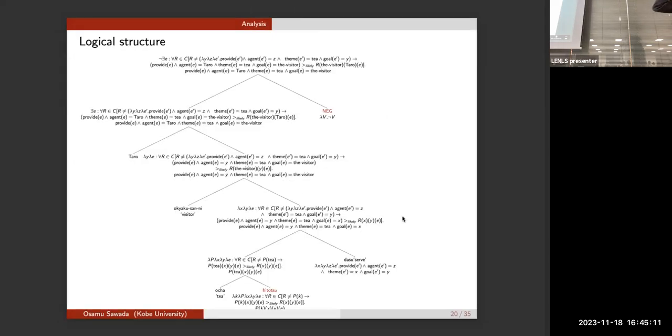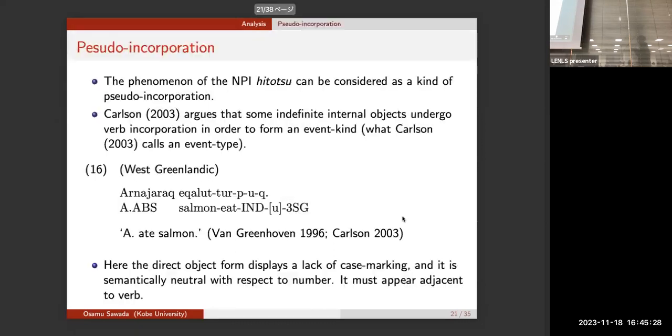And this is very small, it's very hard to see the logical structure, but the entire derivation for a sentence like Taro wa okyakusan ni ocha hitotsu dasanai would be like this. And so what does this mean?